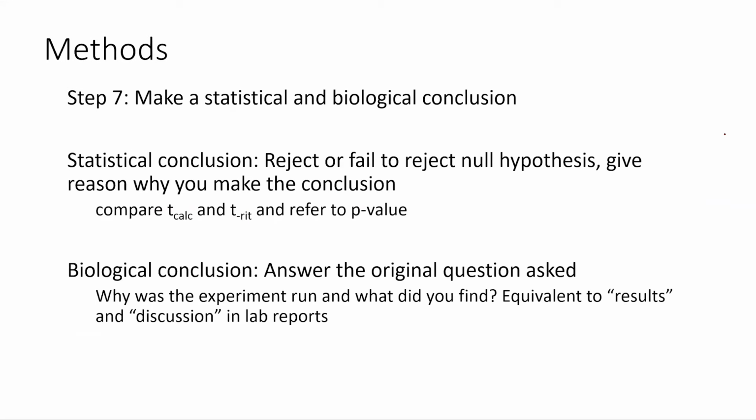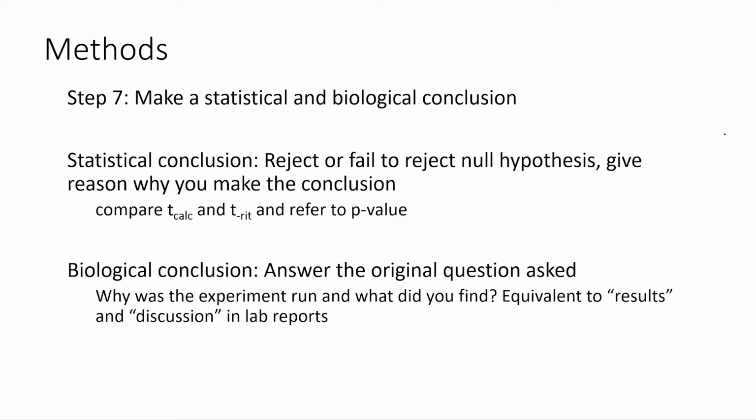Next, we want to make a statistical and biological conclusion. Our statistical conclusion is whether or not we reject or fail to reject the null hypothesis, and then you give a reason why you make that conclusion. So compare the t-crit and t-calc and refer to a p-value. For the biological conclusion, you answer the original question. So why was this experiment run in the first place? It's equivalent to the results or discussions tab.